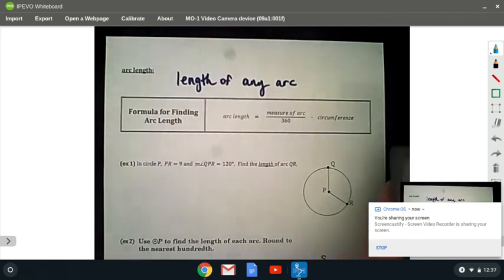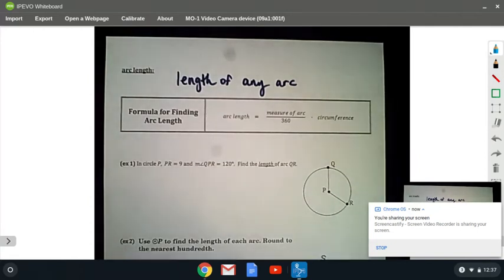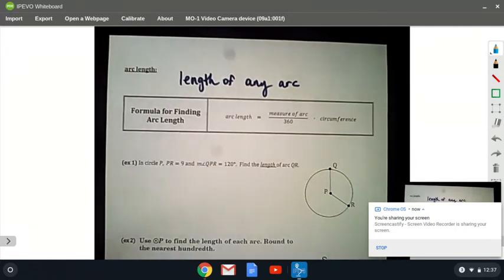All right, so we are going to continue with 10-2, just a separate day. I wanted to split it up a little bit to make it a little more easy to understand. So last class we talked about central angles and types of arcs. Today we're going to talk about arc length and how to find it.